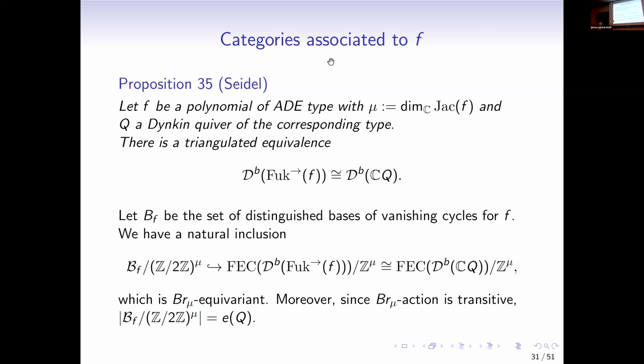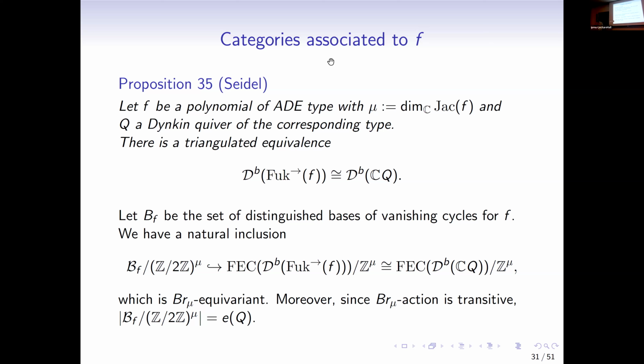But it's important that these maps are all braid group equivariant. And also, on both sides, it's known that the braid group action is transitive. So in this case, the cardinality of this set is nothing but the E of Q.